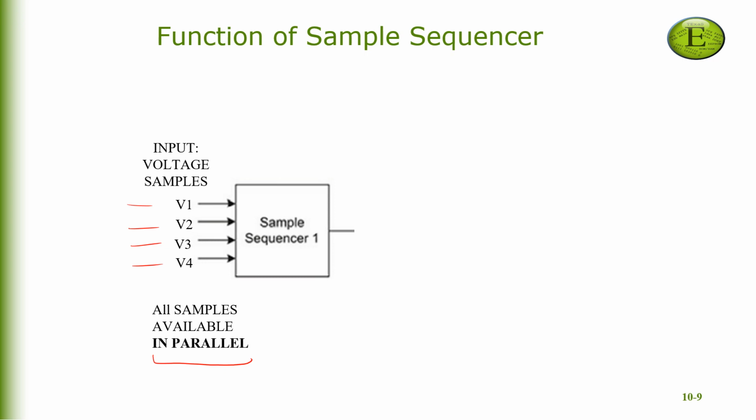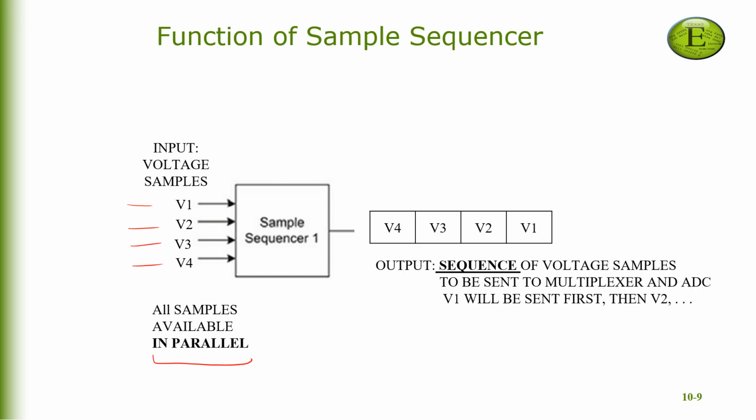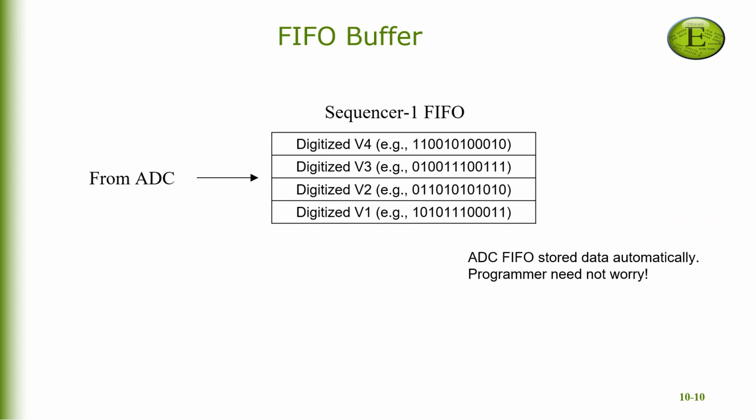What a sample sequencer does, in this case sample sequencer number 1, is that it is going to serialize the samples so that V1, V2, V3, and V4 are serially outputted and form a sequence, such that V1 will be sent first. It is going to be forwarded to the MUX and then to the ADC. So V1 first, then V2, then V3, and V4 will be the last one.